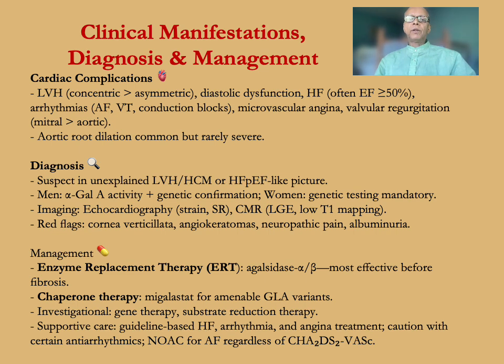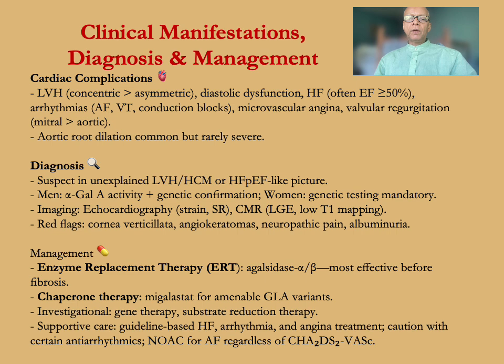Suspect in unexplained left ventricular hypertrophy or hypertrophic cardiomyopathy or HFpEF-like picture. In men, alpha-galactosidase activity plus genetic confirmation. In women, genetic testing is mandatory. Imaging: echo, LV strain. In cardiac MRI, late gadolinium enhancement, low T1 mapping. Red flags: cornea verticillata, angiokeratomas, neuropathic pain, and albuminuria.